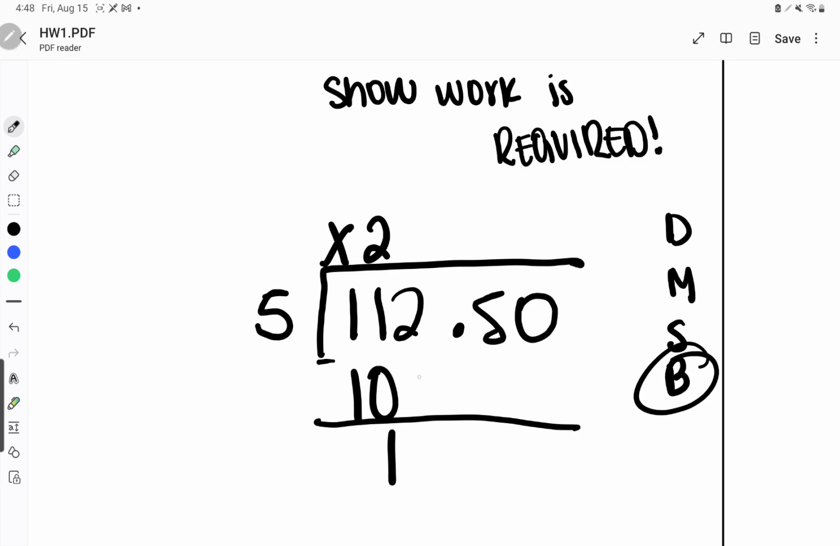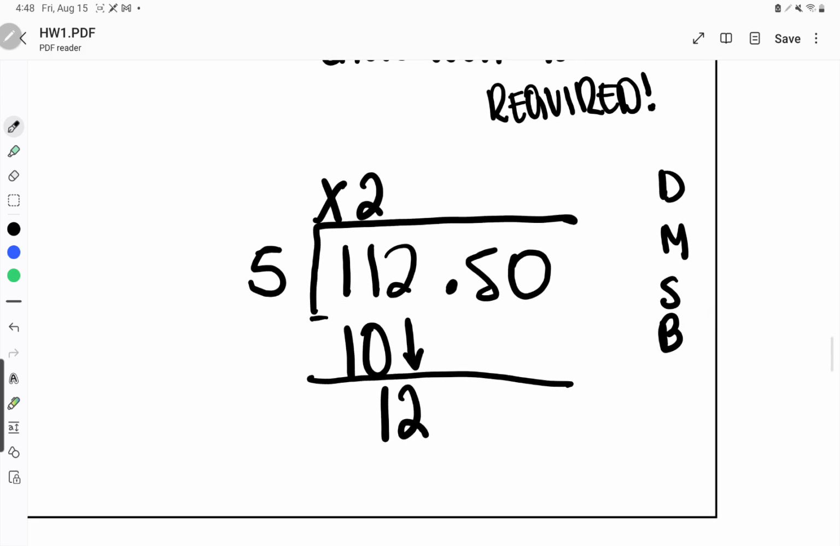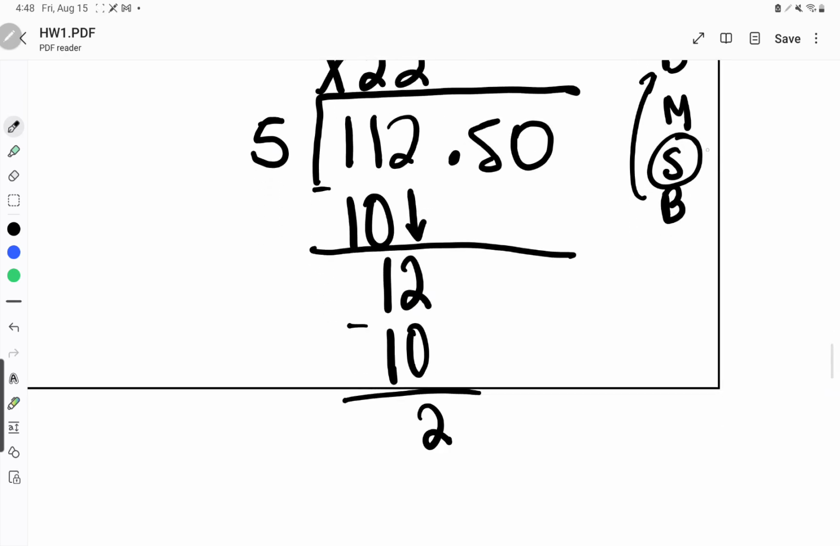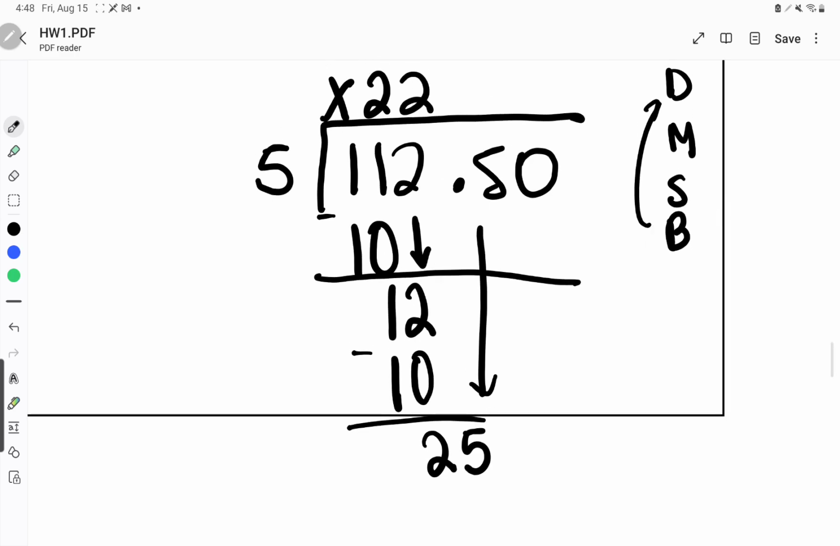The next step is to bring down. So I'm going to bring down my 2. And now I go all the way back up, and I divide. So 5 goes into 12 2 times again. Now I multiply. We have 2 times 5. 2 times 5 gives me 10. Now I subtract. 12 minus 10 gives me 2. Now I bring down. Oh, wait, we brought down.